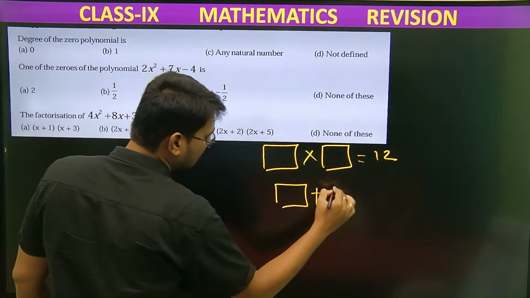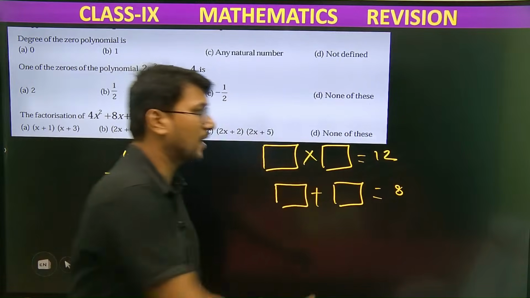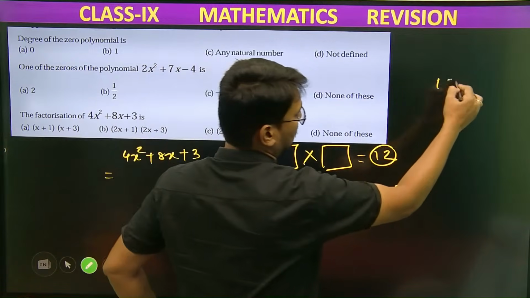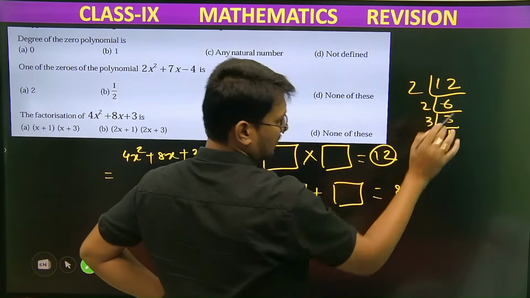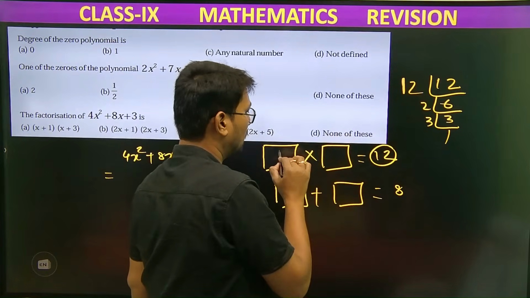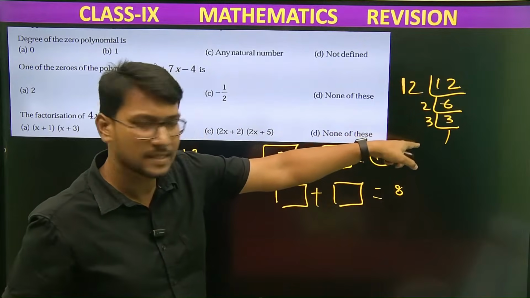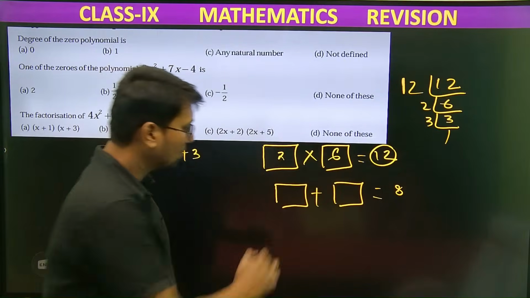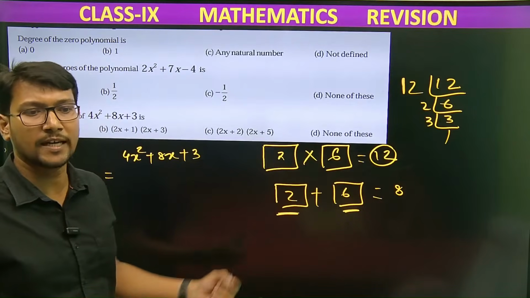And the sum, children, what is the sum? 8. So how will we get those two numbers? By factorizing 12. Now factorize 12. 2, 6, 2, 3, 2, oh sorry, 3, 1. This is the factorization. Now let us take in the first box only 2, and the product of the remaining in the second box. 2 into 3 is 6. 2 into 6 is 12, and 2 plus 6 is 8. That means 2 and 6 are the correct factors, right?